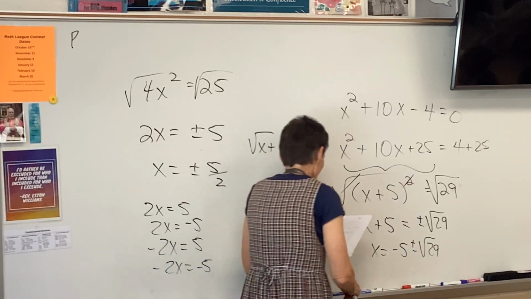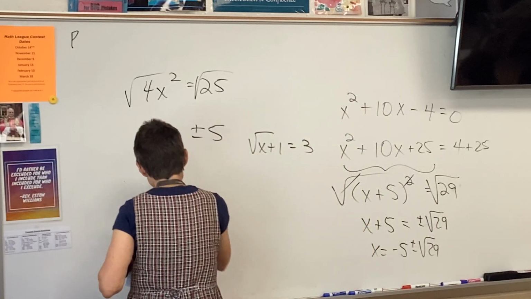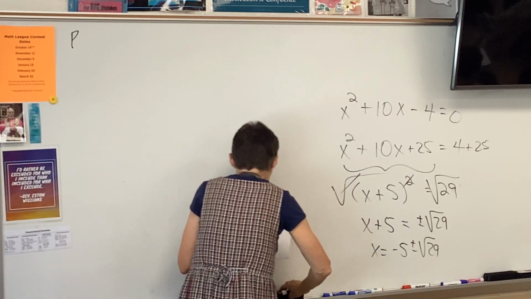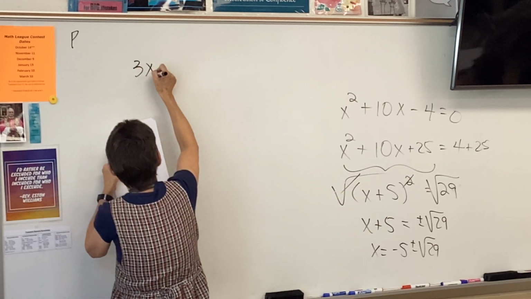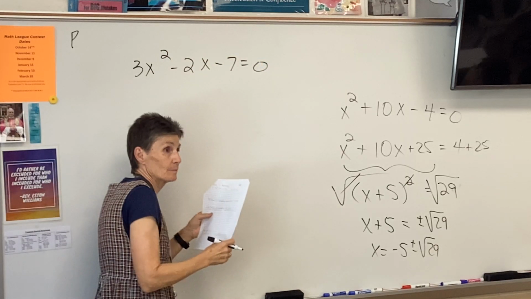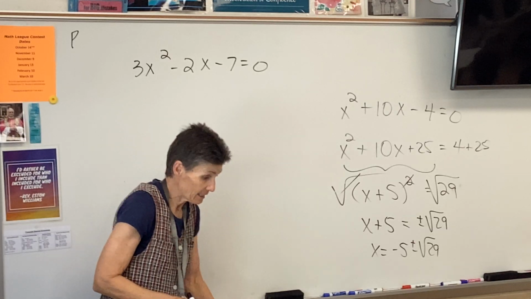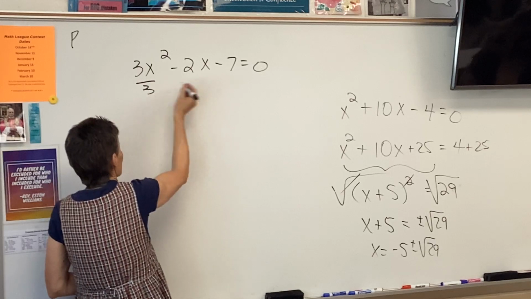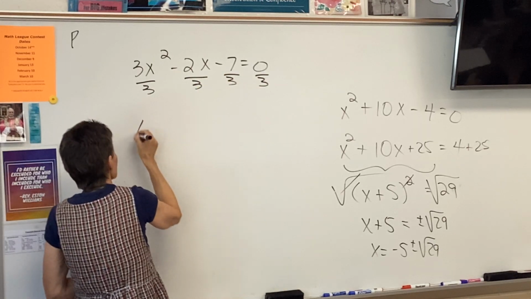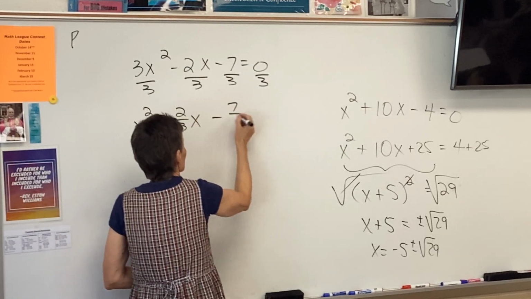All right, how about 6B? This one looks a little bit different right from the get-go. Does anybody remember what we have to do with it? Divide out the 3. Divide by 3. We have to divide everything by 3. And that is going to be slightly uncomfortable because we're going to be left with some fractions.